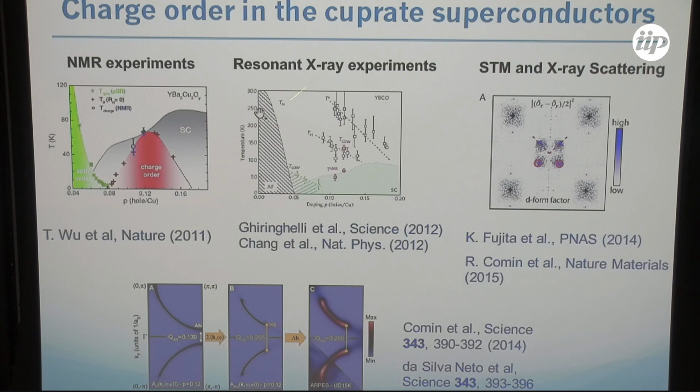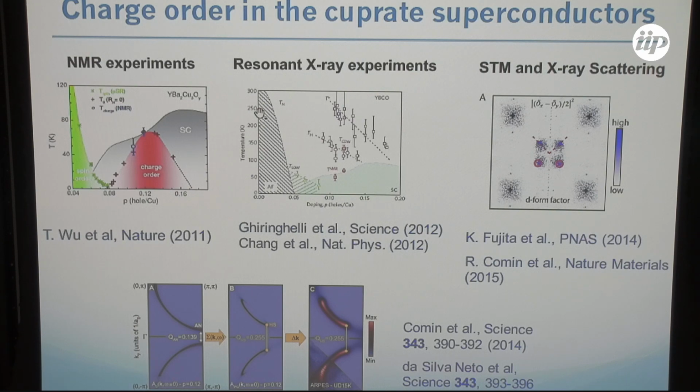Later on, there were some resonant X-ray experiments where they managed to find a CDW signal above TC. And this is short-range correlations. You can see here that the line is different from T star. I'm going to talk about this later.